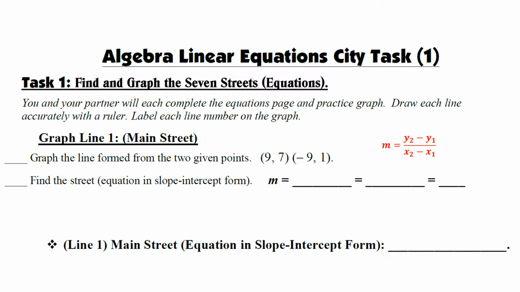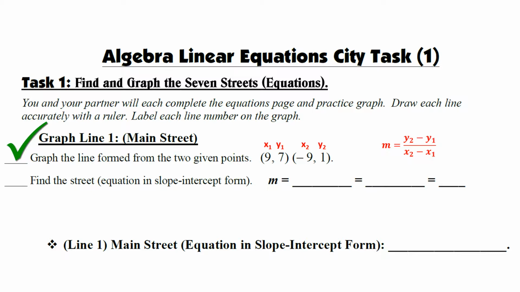All right. The first thing we want to do, according to the instructions, is graph line 1, which is called Main Street. And it says to graph the line formed from the 2 given points. So we want to be obedient to that. And we want to identify our 2 given points as x1, y1. That's x coordinate number 1 and y coordinate number 1. This is the first one in line. And then we want to identify the second as x2, y2. All right, so we got those 2 points.